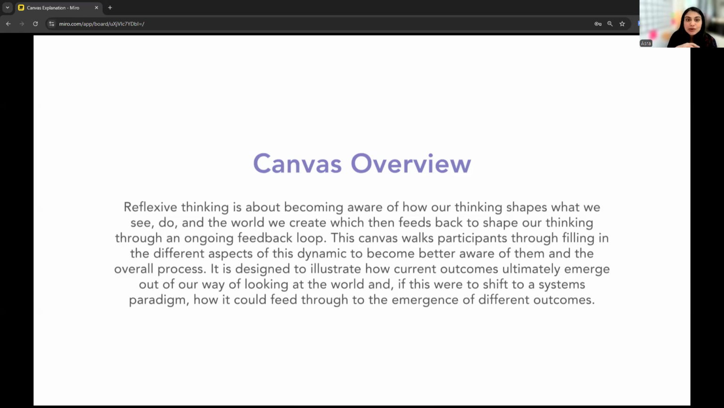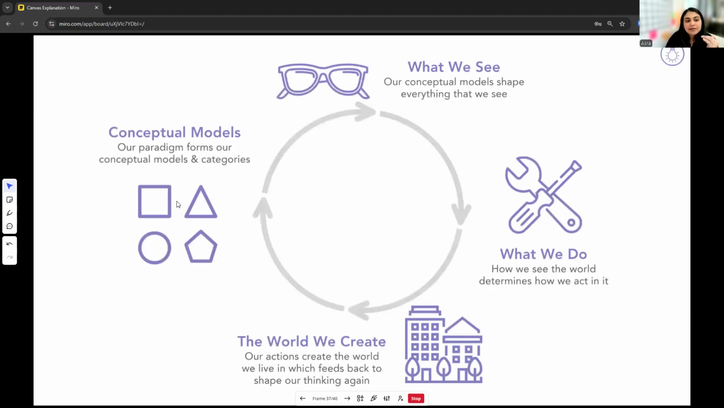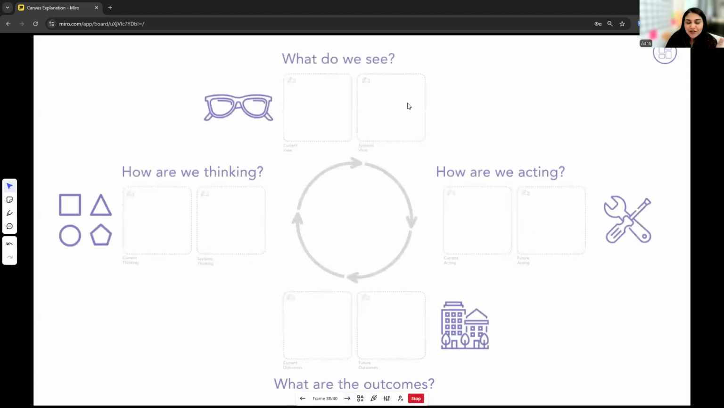This canvas also looks to help us understand how this loop works and become more aware of it. It also helps us imagine what we could do or what could change if we started looking at the system in a more interconnected, more systemic way, and to see the outcomes that we create based out of it. This canvas has 4 dimensions. Each dimension, which is thinking, seeing, acting, and creating the world around us, feeds into one another, like we discussed, creating a feedback loop. This is how the canvas looks.